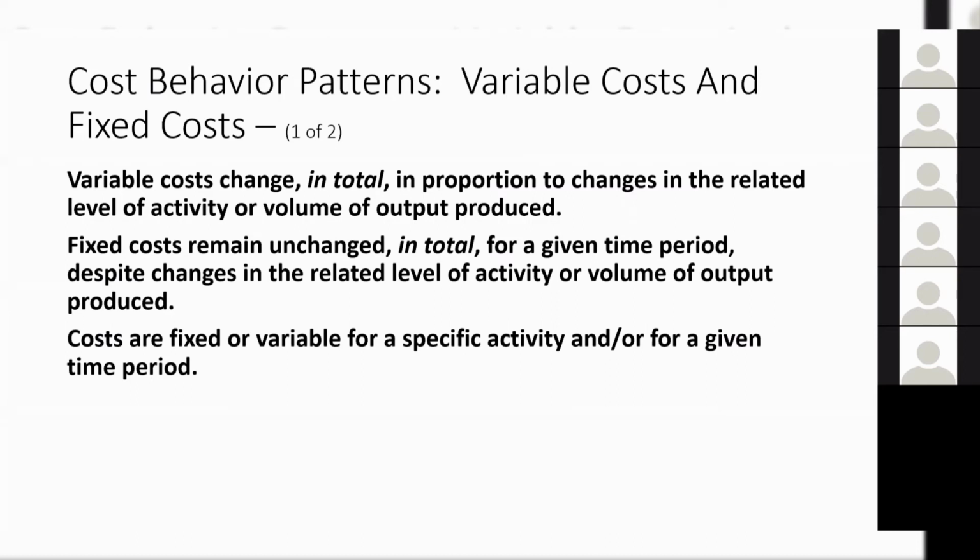unit. Fixed costs will change per unit with a change in activity because fixed costs are unchanged in total. The baker salary, $40,000. I don't care if that baker makes 10 dozen cookies or 100 dozen cookies within something called the relevant range, which is the number of cookies that the baker can actually make, then that salary is not going to change. On the other hand, obviously, if he makes 10 dozen cookies, it's going to cost more per cookie than if he makes 100 dozen cookies. Costs are fixed or variable for a specific activity or for a given time period. That's what I was talking about with the relevant range.